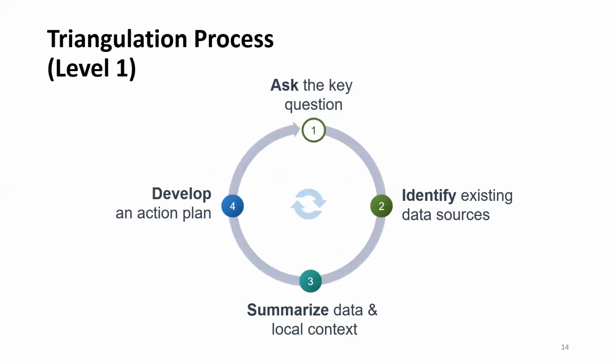So speaking of the triangulation process, the guidance that we've developed basically outlines it as a four-step process, first starting with asking the key question. Step two, identify existing data sources. Step three, summarize data and local context. And step four, develop an action plan.